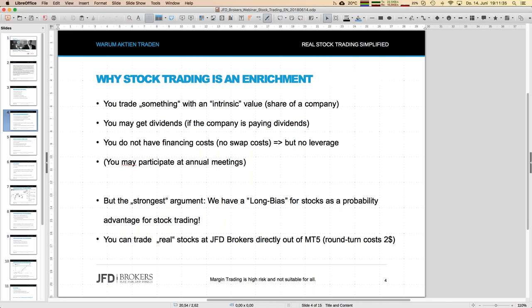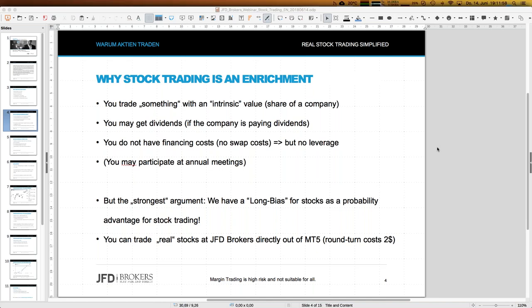But now the strongest argument for why to buy real stocks: buying stocks is a long trading activity, like going long on DAX or S&P 500. And we know that stocks on the long term go north. Okay, you may say not every company is going north over time, but there are a lot of companies really having that strong bias to the north.